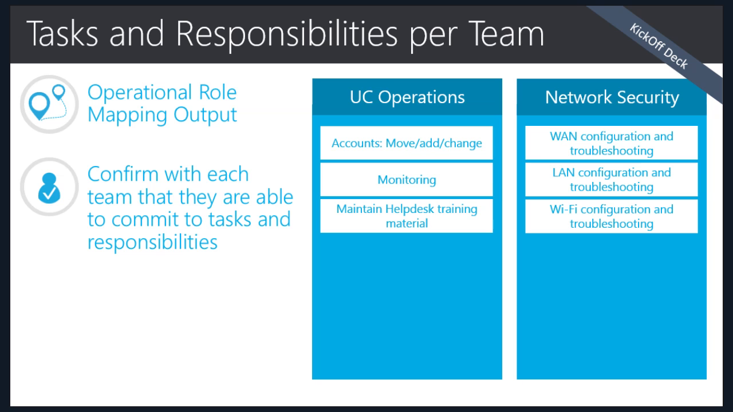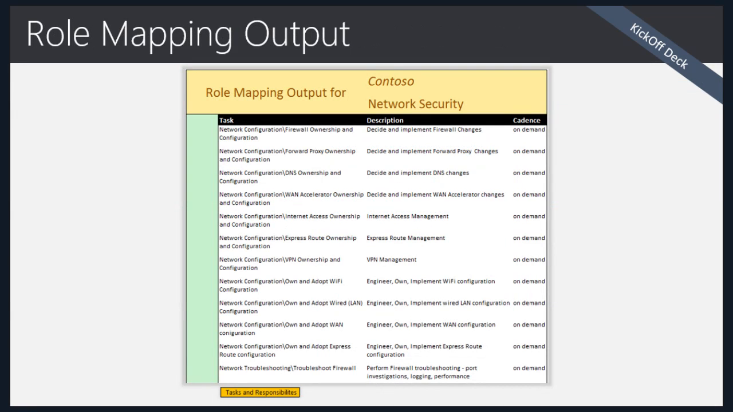To do this, again, we'll be using the Excel tool. The Excel tool will provide a list on a per team basis with the breakdown of all tasks that need to be performed. So this list has the task itself, a short description, as well as a cadence. We will be using this list, reaching out to each team, and asking them whether they are happy to take on this responsibility while operating the environment. Because we want to make sure these tasks are performed, and we need to identify the person or the team that will deliver these functions to us.